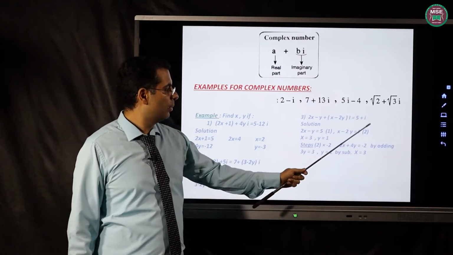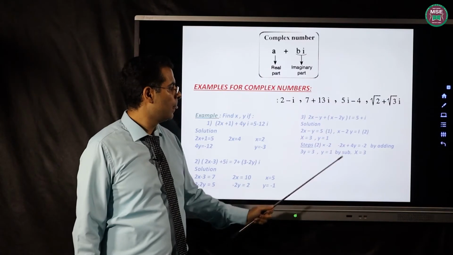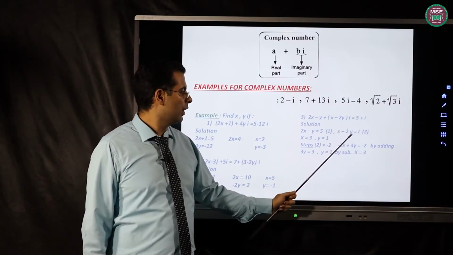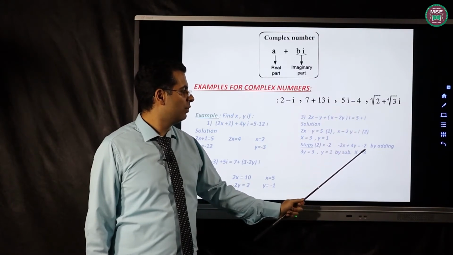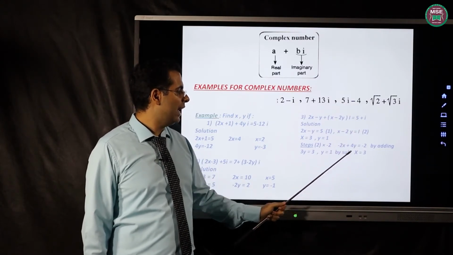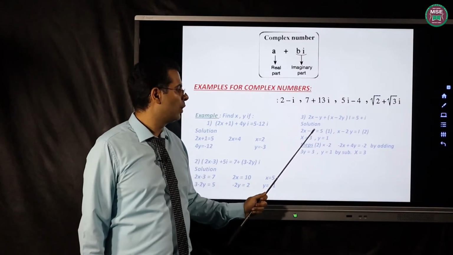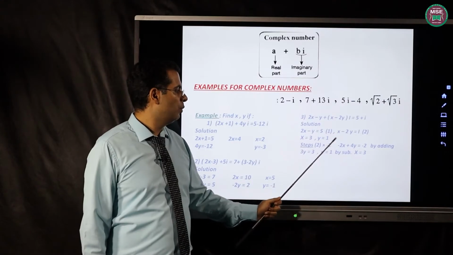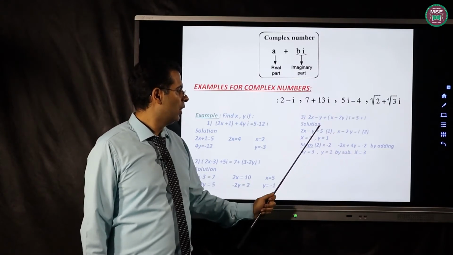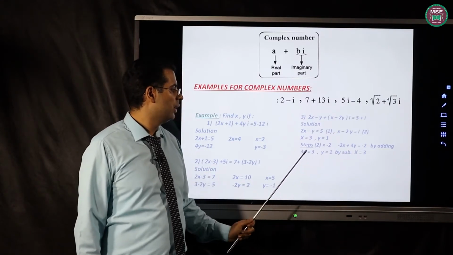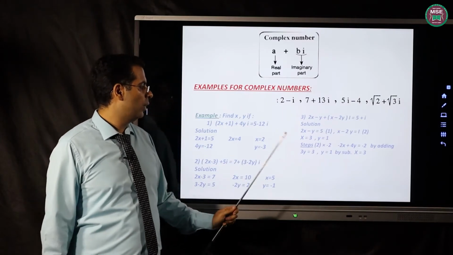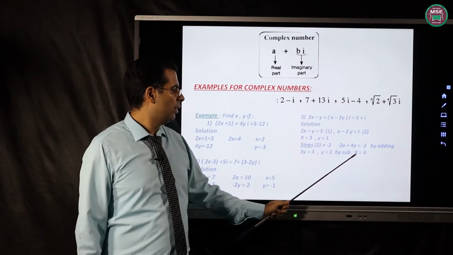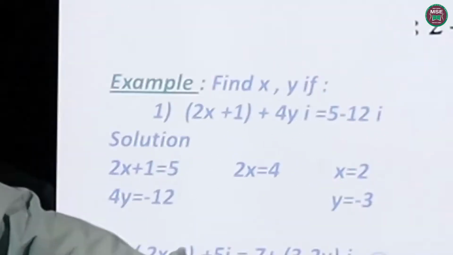We are going to multiply equation number 2 by negative 2. x times negative 2 equals negative 2x. Negative 2y times negative 2 gives me 4y. 1 times negative 2 equals negative 2. And add this equation with number 1. 2x with negative 2x cancelled. Negative y with 4y gives me 3y. 5 plus negative 2 gives me 3. 3y equals 3, therefore y equals 3 divided by 3 equals 1. By substitution in any equation, therefore x equals 3.